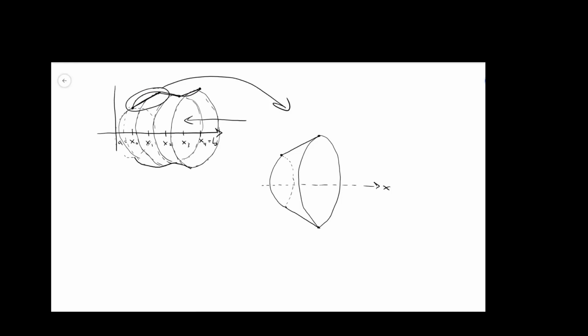But when we approximate it with these little line segments, we're going to get these little straight edged things, a whole bunch of these little cone things put next to each other, and that would approximate the object whose surface area we're trying to find.